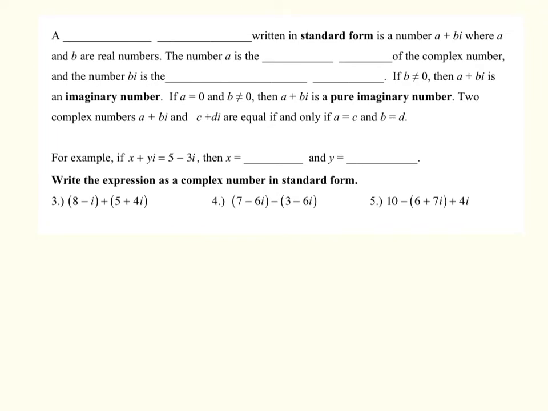So when we combine real numbers with imaginary numbers, we get what is called a complex number. A complex number written in standard form is a number a plus bi where a and b are real numbers. The number a is the real part of the complex number, and the number bi is the imaginary part.